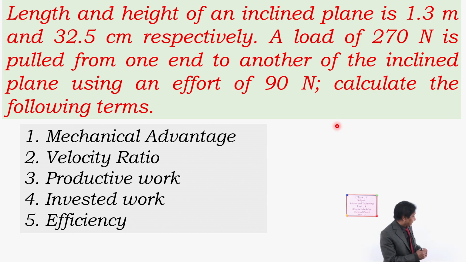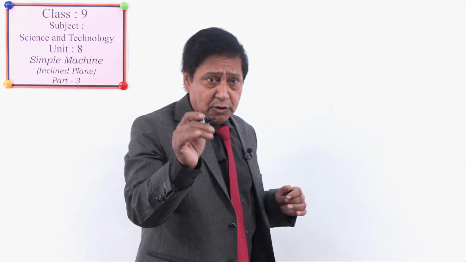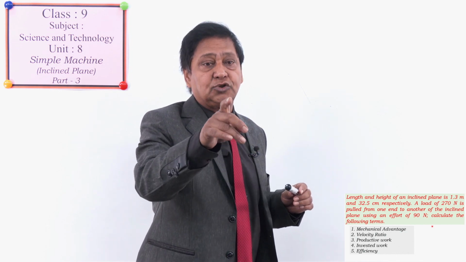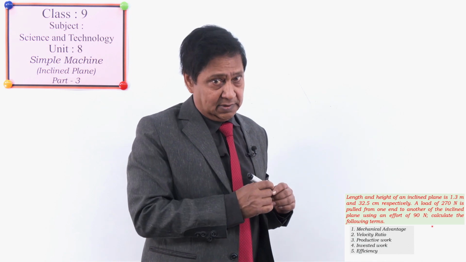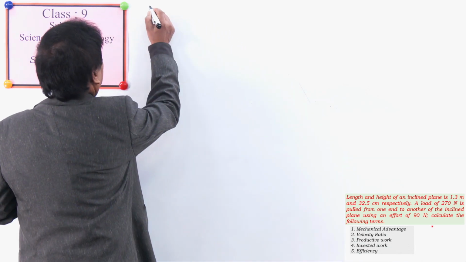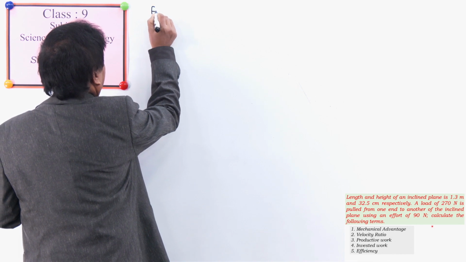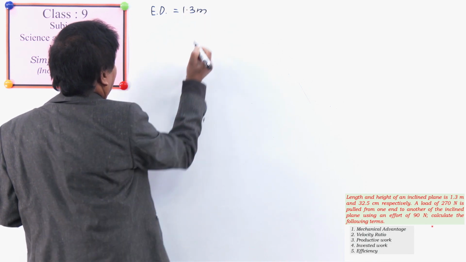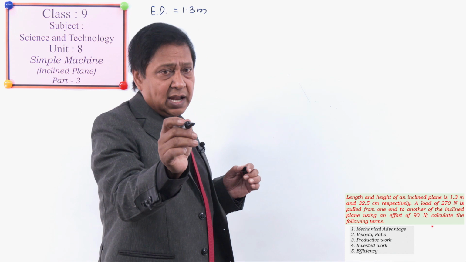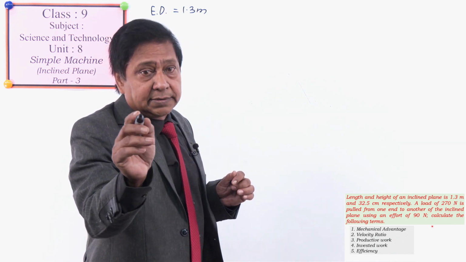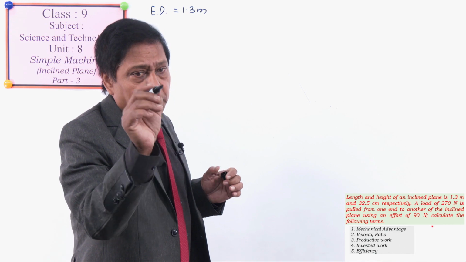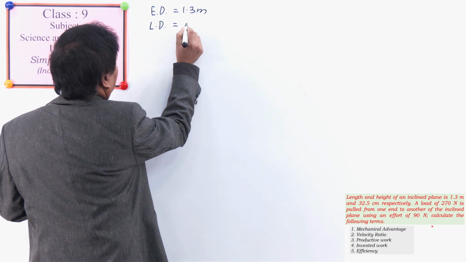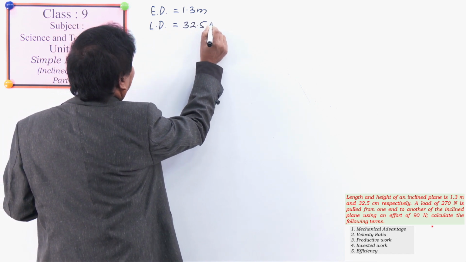Look at the board. I'm writing the information given in the numerical problem. Length and height of the inclined plane is 1.3 meter and 32.5 centimeter respectively. Length is 1.3 meter, which can be represented by effort distance. It means effort distance is equal to 1.3 meter because we know that the length of the inclined plane is effort distance. Now the next information is the height of the inclined plane. It is 32.5 centimeter. Height means load distance. Load distance is equal to 32.5 centimeter.